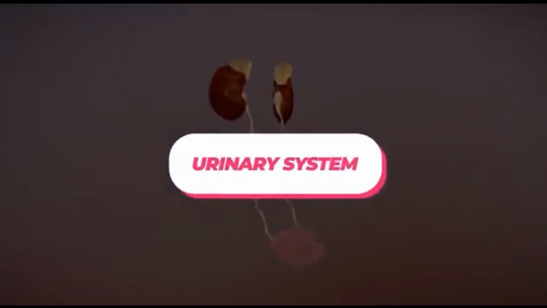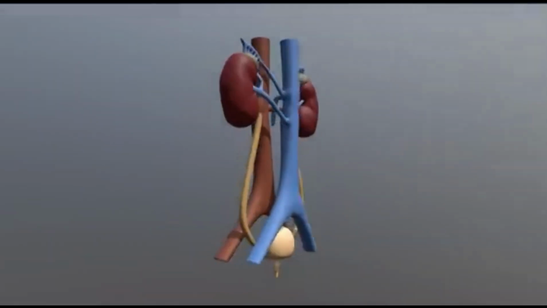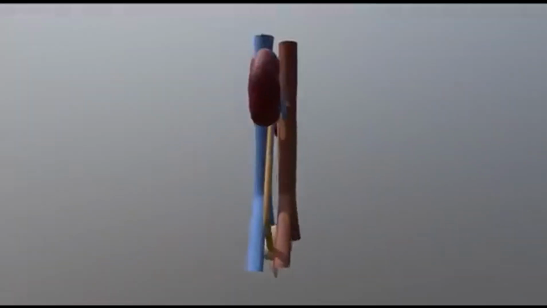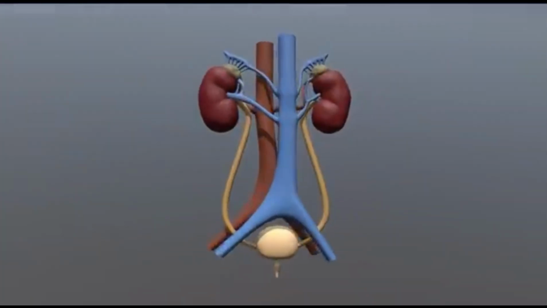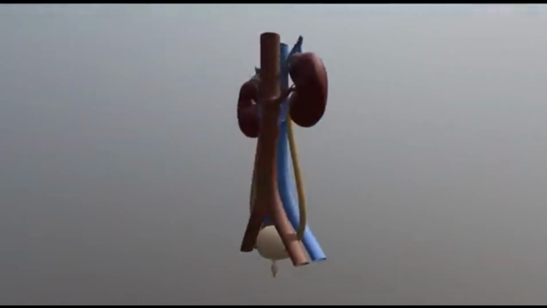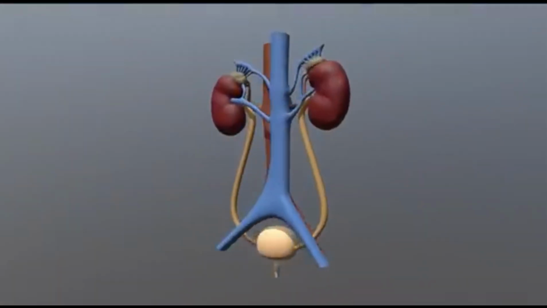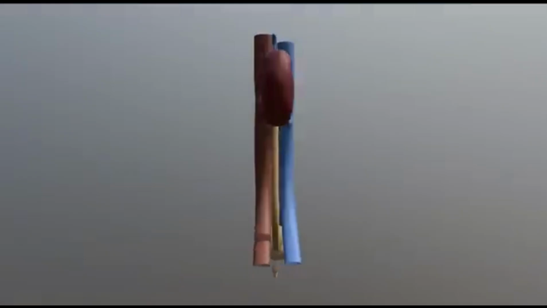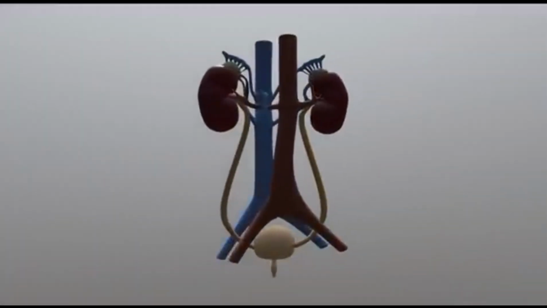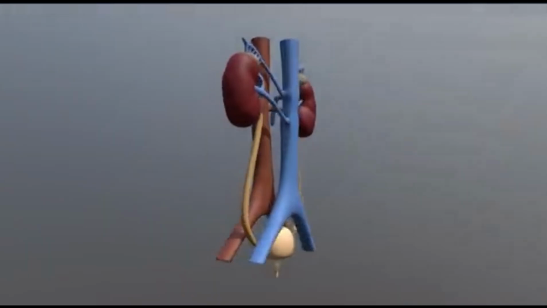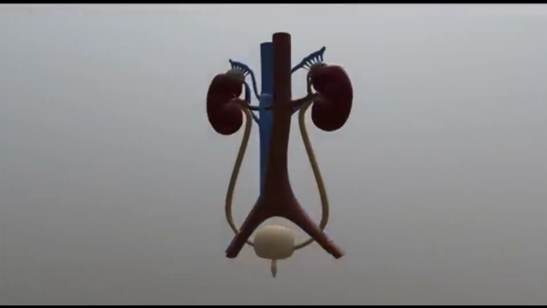Number 7. The urinary system. The urinary system, also known as the renal system, is the body system that is responsible for the filtering of waste products from the blood and the excretion of these products from the body. It consists of the kidneys, ureters, bladder, and urethra. The kidneys are a pair of bean-shaped organs located in the back of the abdomen. They are responsible for filtering waste products, such as urea and creatinine.